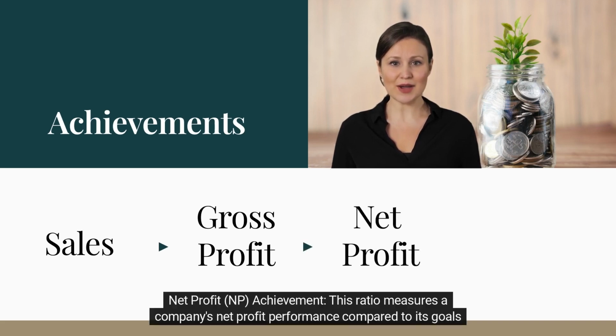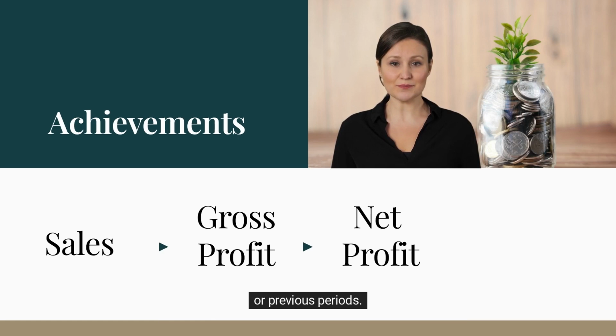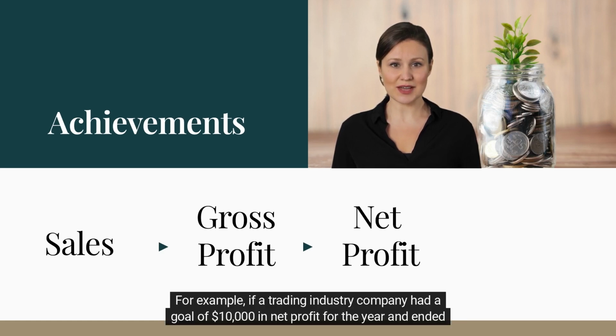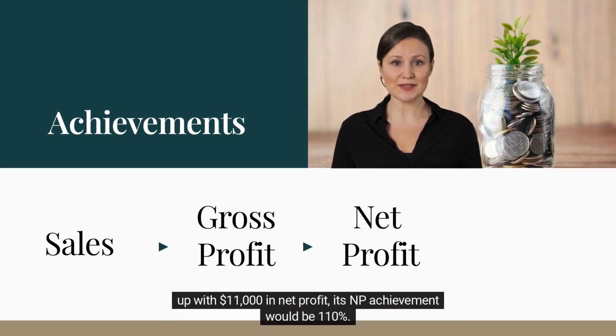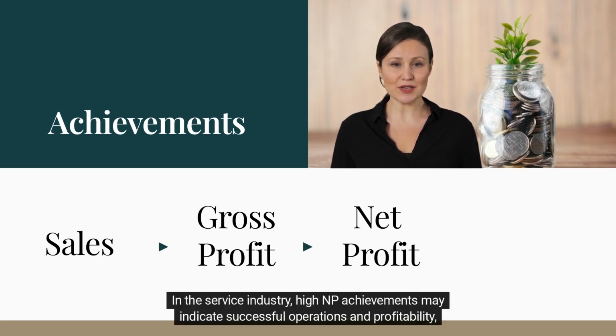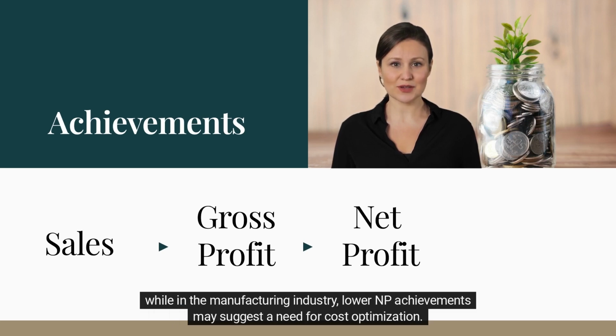Net profit, NP, achievement. This ratio measures a company's net profit performance compared to its goals or previous periods. For example, if a trading industry company had a goal of $10,000 in net profit for the year and ended up with $11,000 in net profit, its NP achievement would be 110%. In the service industry, high NP achievements may indicate successful operations and profitability, while in the manufacturing industry, lower NP achievements may suggest a need for cost optimization.